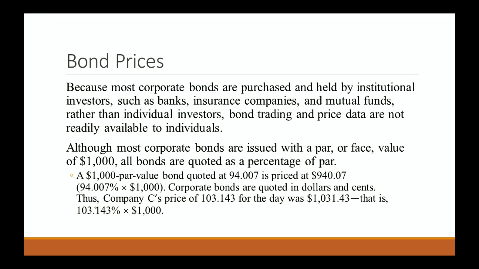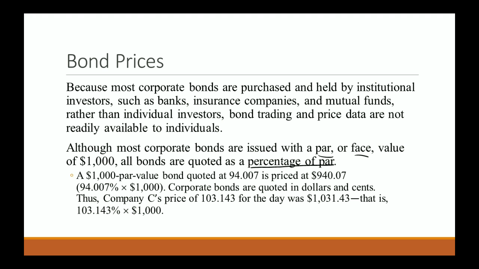The price of the bond is always quoted as a percentage of par. Generally, bonds are issued with a face value or par value of $1,000. So par value and face value, these words can be used interchangeably. So if I were to give you a problem and I wasn't telling you the par value, you could safely assume that it is $1,000.